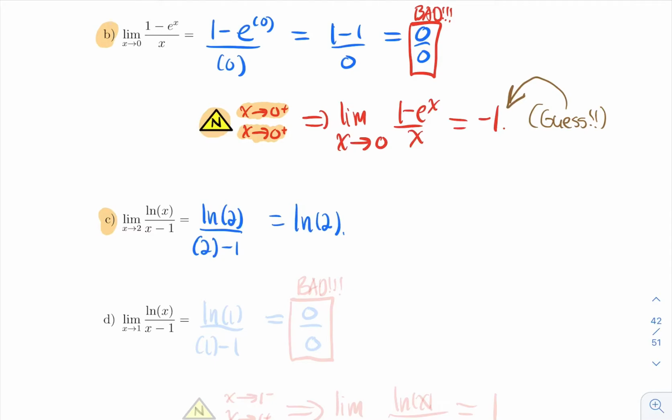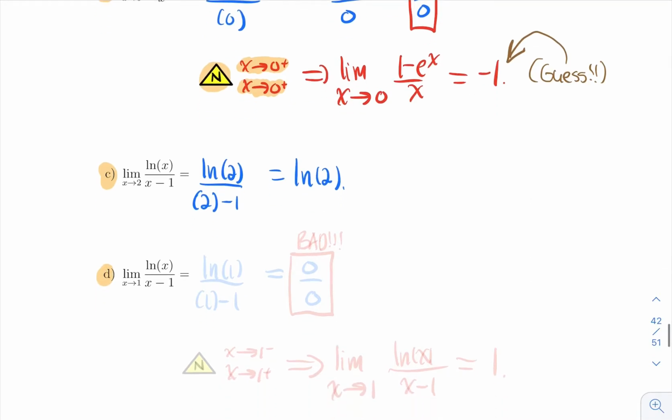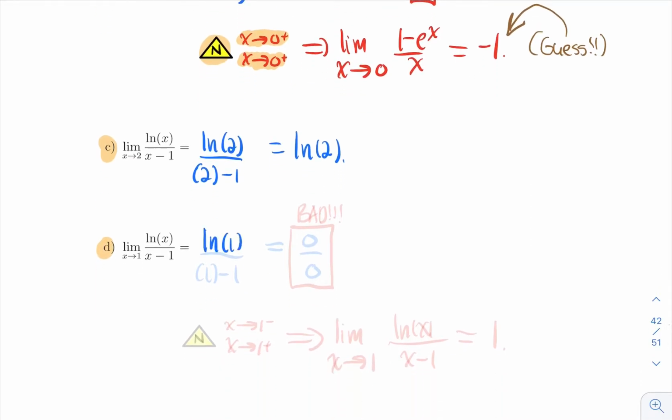Okay, so now the limit when x goes to 1 of ln of x over x minus 1. So if you plug 1 in here, ln of 1 over 1 minus 1, ln of 1 is 0. 1 minus 1 is 0. So you get a bad 0 over 0 problem. Okay, so that's bad. So again here, I'm going to use a numerical approach.